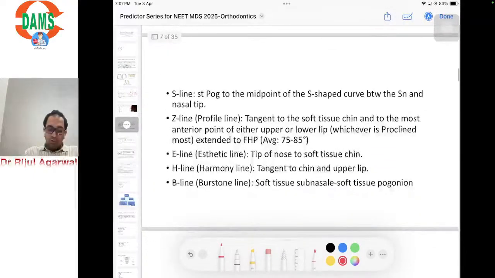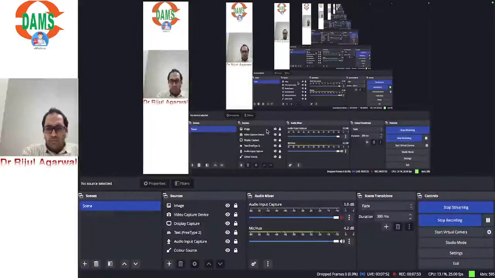Okay, so this is the summary of all these lines. We have already discussed them in the class. S line, Z line or the profile line, E line, H line and B line. Please mug this up well. Most commonly, the E and S lines have been asked many times. H line is the second best, and Z line and B line are the next second best.